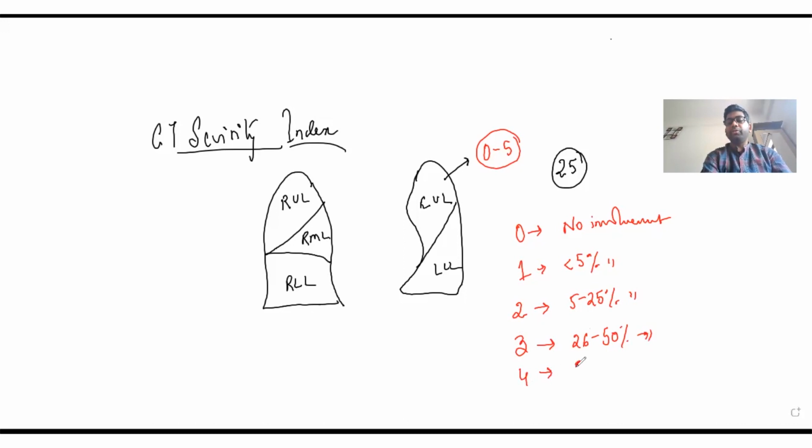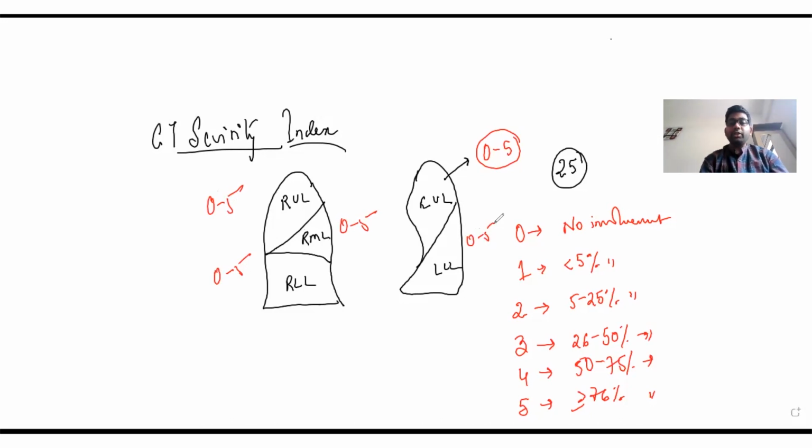A score of 4 means 50 to 75% involvement. And a score of 5 means that there is more than 75% involvement. So this is the severity of the disease involving each segment of the lung. Each segment of the lung is reported from 0 to 5, and we get the total score, and depending on the total score we can identify how severe the disease is.